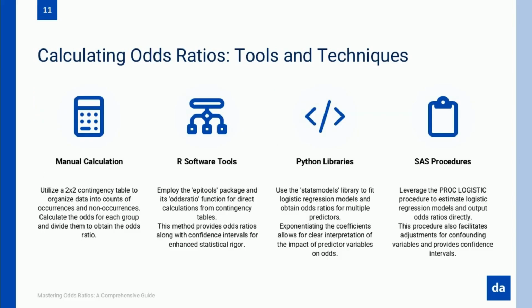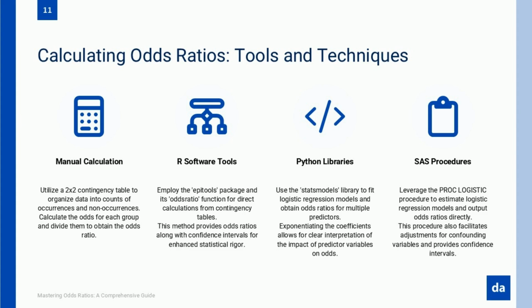Imagine transforming raw data into actionable insights with just a few keystrokes. The tools for calculating odds ratios have come a long way from pen and paper methods, offering data scientists a range of options to suit their needs. But with this power comes a critical question. How do we ensure we're using the right technique for our specific analysis?